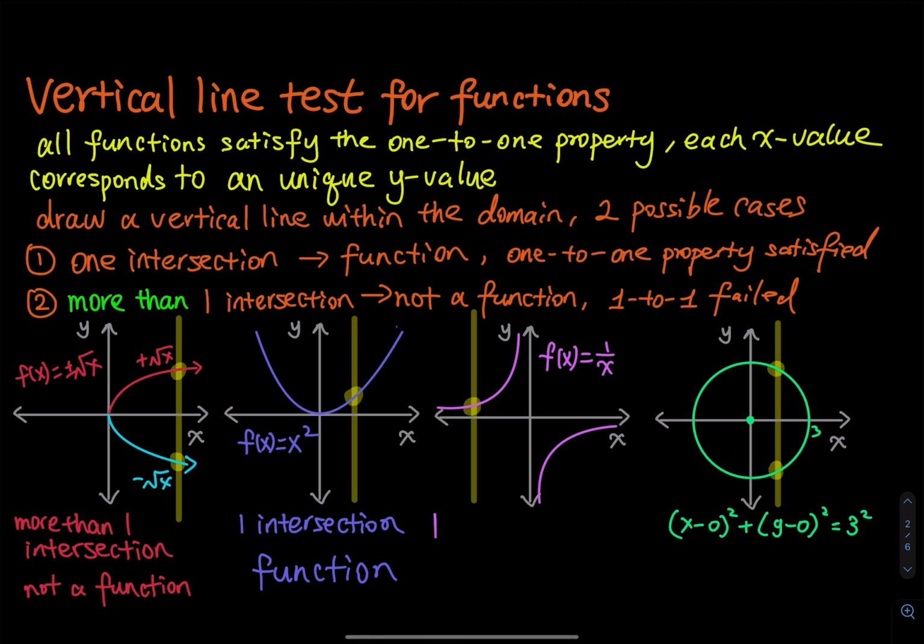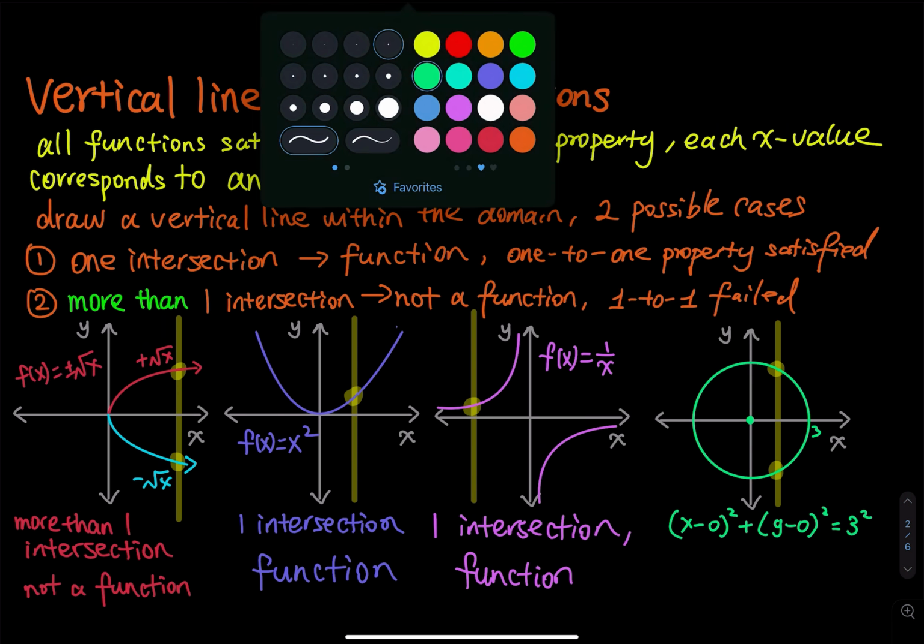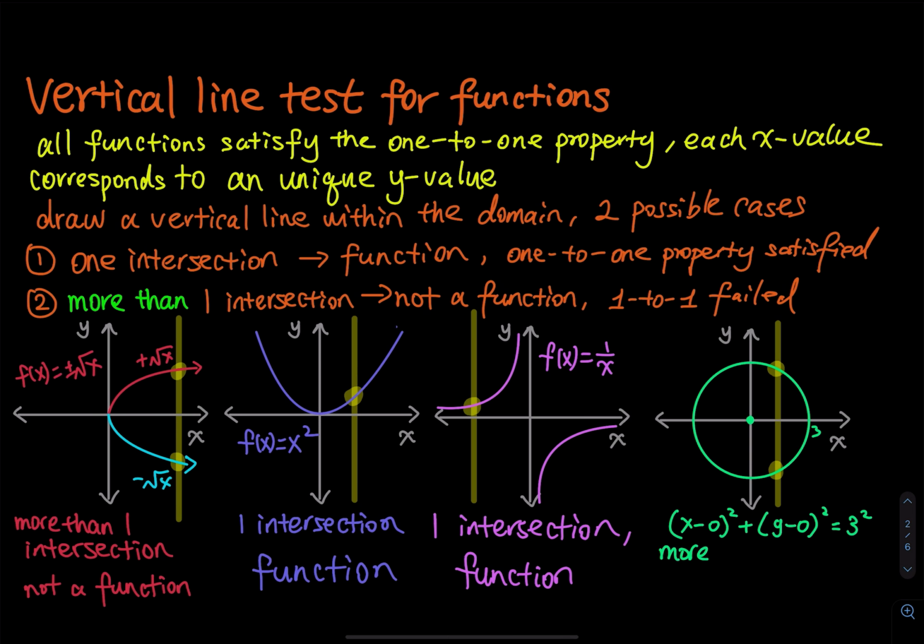So this is one intersection. The one-to-one property is satisfied, then this is a function. And then this is more than one. I should match the color. So this is more than one intersection, then not a function.